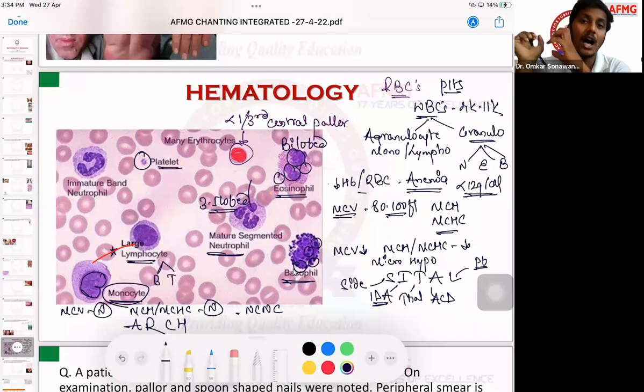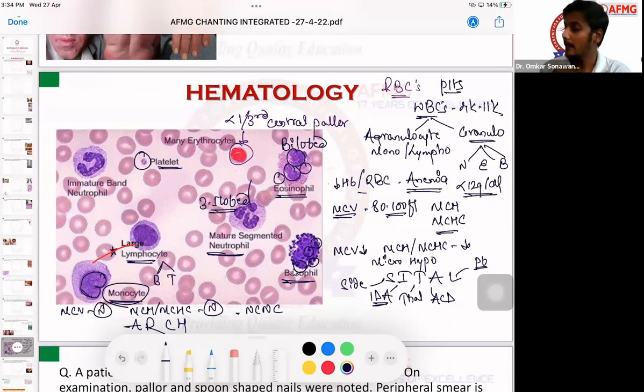A goes for aplastic anemia, as well as A also goes for acute blood loss. There was a query on acute blood loss. So please remember, what do we mean by acute blood loss? Whenever a patient had a road traffic accident, a femur fracture or a pelvic fracture and a very huge blood loss, after that, if the patient presents to you, on peripheral blood smear the patient will have a normocytic normochromic anemia. So in cases of acute blood loss, definitely an NC anemia is seen. R goes for renal failure.